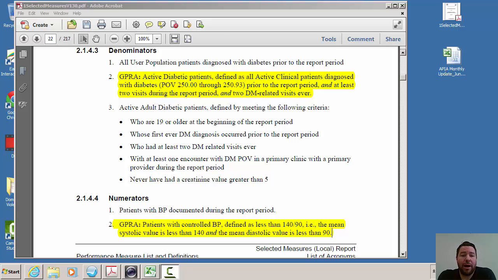So according to GPRA, active diabetic patients are defined as all active clinical patients diagnosed with diabetes, basically a diagnosis of 250 to 250.93 prior to the report period, and at least 2 visits during the report period and 2 DM related visits ever. Sometimes it's really good to do a patient merge in RPMS and look in a health summary patient merge to see if you have a patient who is not a diabetic but is showing up as a diabetic, you want to see if they were maybe diagnosed someplace else.